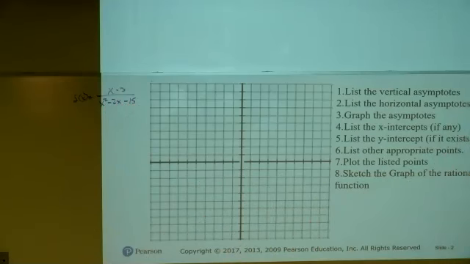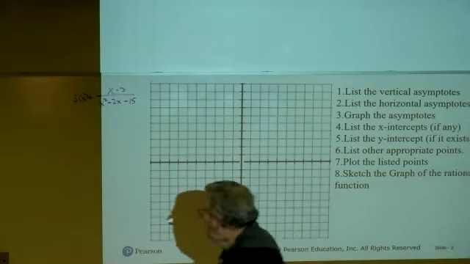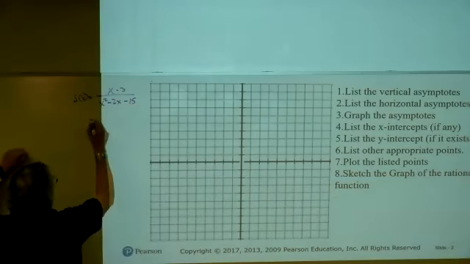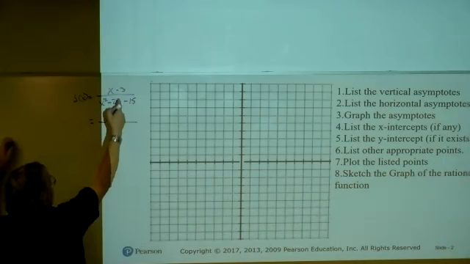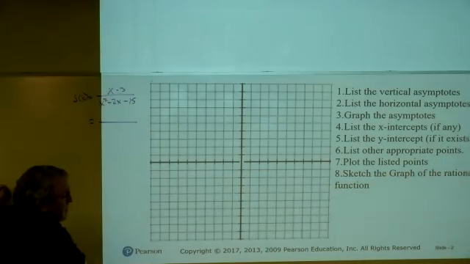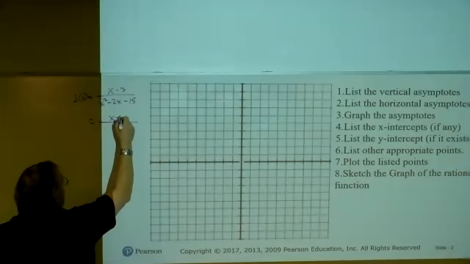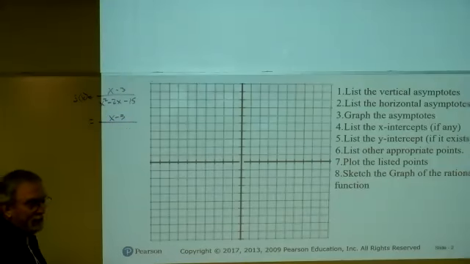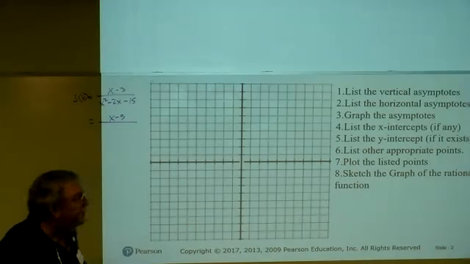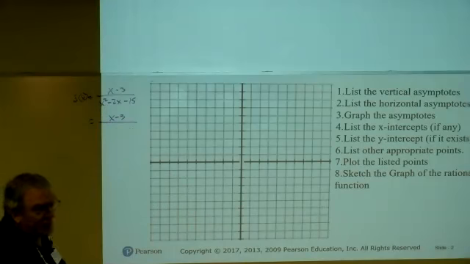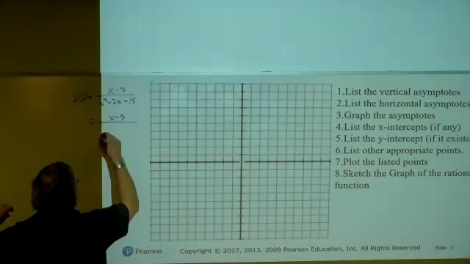Now, we need to factor everything. My numerator is a linear, and there's nothing that's the same in both terms, so it's just x minus 3. If this was 2x minus 6, then I could have factored a 2 out of it. It would have been 2 times x minus 3. And now I'm going to factor the denominator.